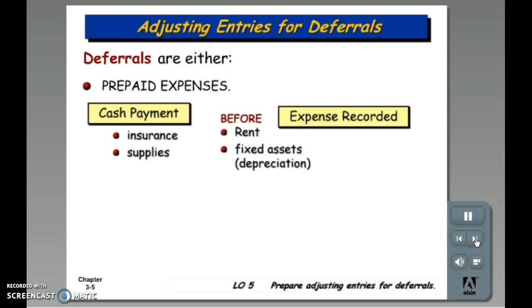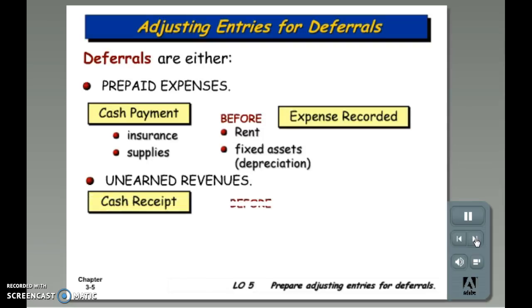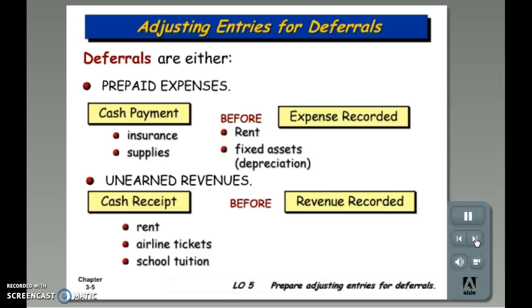The second type of deferral involves unearned revenues, where a company has received cash before the company has done anything to earn, therefore record, the revenue. Property owners can have unearned rent. Airline companies record unearned revenue until passengers take their flights, and educational institutions such as Scottsdale Community College have unearned revenue when it collects payments from students before the semester begins. Other unearned revenue situations include magazine companies, as well as companies that collect customer deposits.